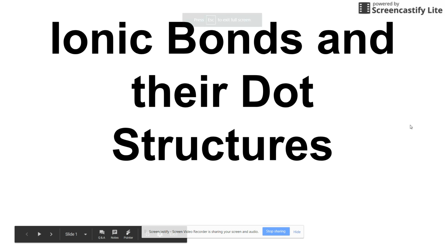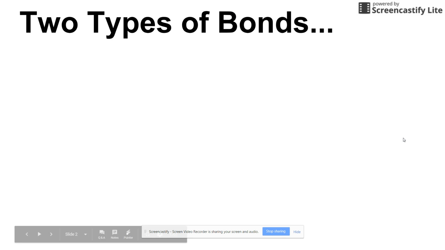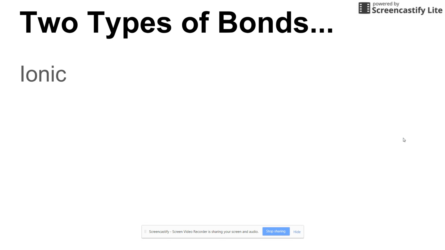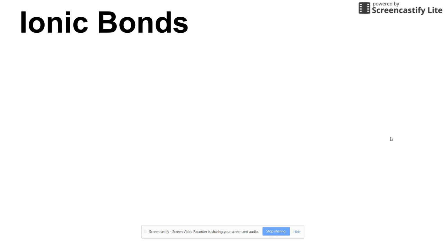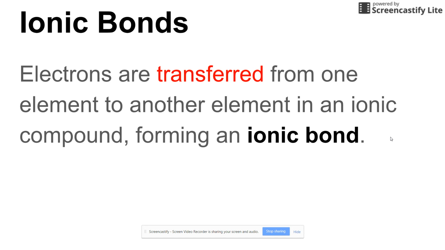Ionic bonds and their dot structures. So there's two types of bonds. What we're going to talk about is ionic, and that's what these slides are about. The next slides cover covalent bonds, and those are discussed in the next homework. And so ionic bonds. Ionic bonds arise when electrons are transferred from one element to another.